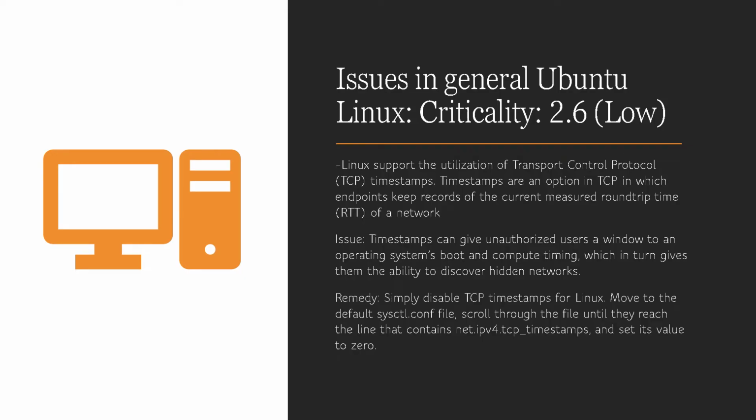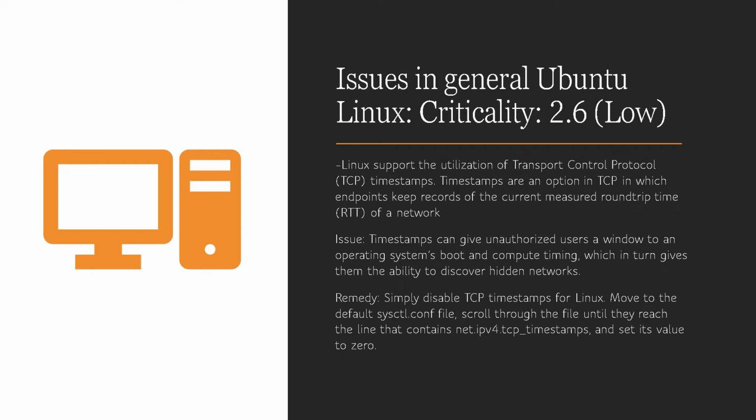This is the first vulnerability issue detected by the Greenbone scan that will be discussed: Linux supporting the use of Transmission Control Protocol, or TCP, timestamps. This has a criticality of 2.6, which is quite low by the CVSS scoring system, but it is still something to be considered. Timestamps are essentially an option in TCP in which endpoints can keep records of the currently measured round trip time of a network, and they can be quite useful in that they can provide protection against wrapped sequence numbers.